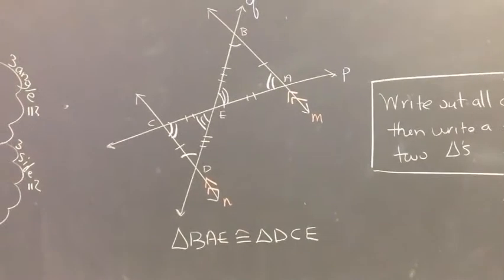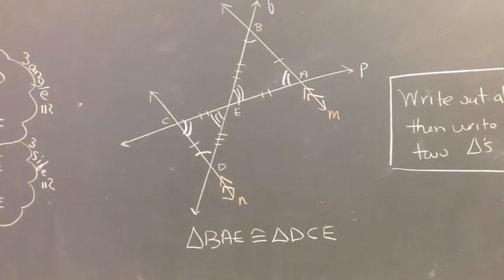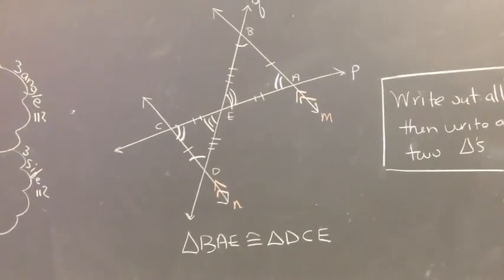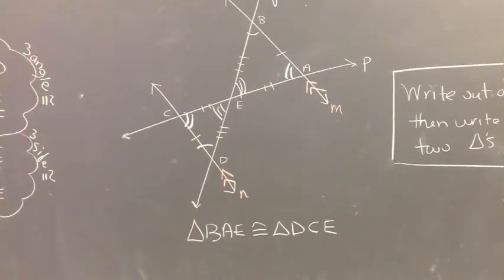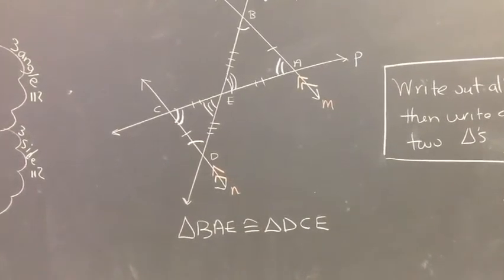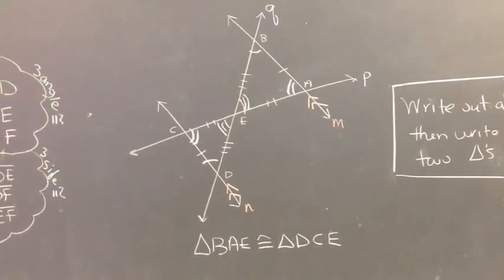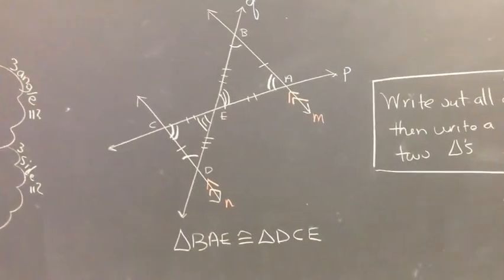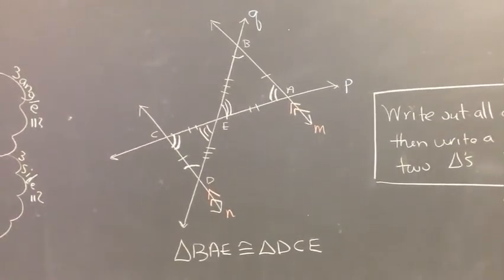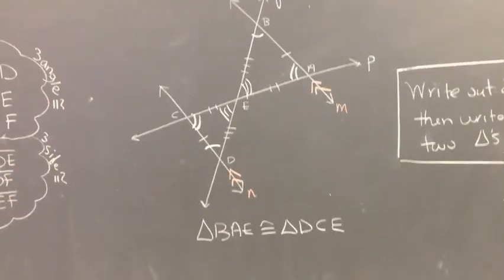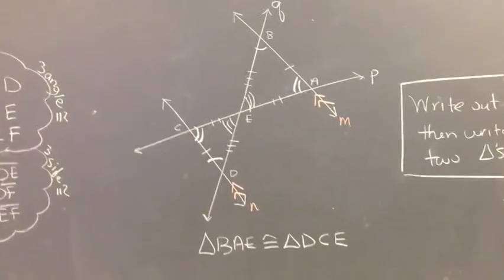And so the correct congruence relation to write is that triangle BAE corresponds with triangle DCE. B corresponds with D, A corresponds with C, and E corresponds with itself. So again, I want to make sure that you understand letter ordering is a big deal in this lesson. We can't just willy-nilly write any two triangles are congruent in any order that we want. Okay?